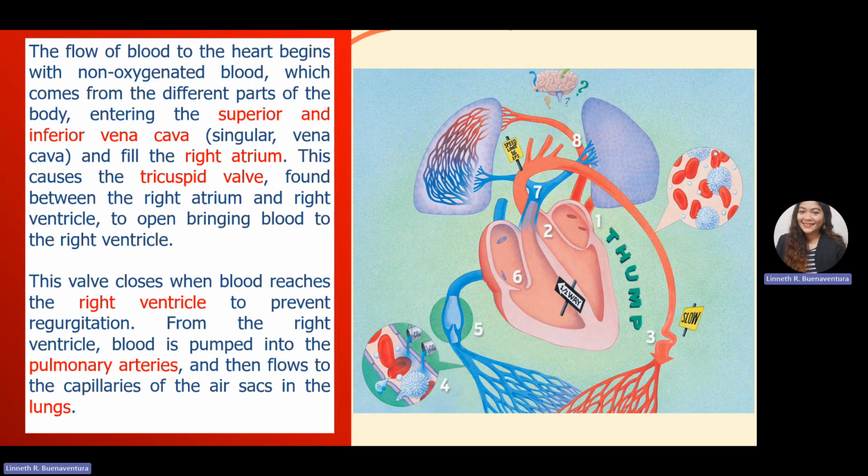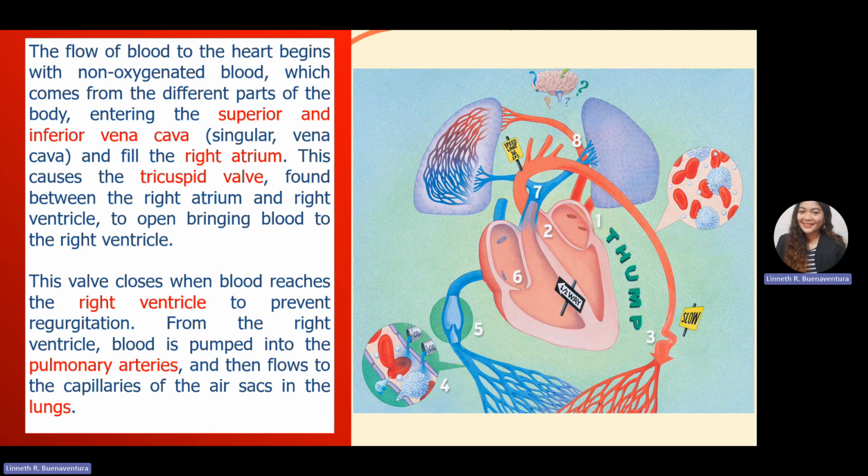Okay, so first, the blood will flow in the superior and inferior vena cava. It will enter the right atrium, so it will be filled with blood. And then after that, the tricuspid valve will close once the right ventricle is filled with blood. And then after that, this right ventricle will pump blood towards the lungs, and it will use the pulmonary arteries.